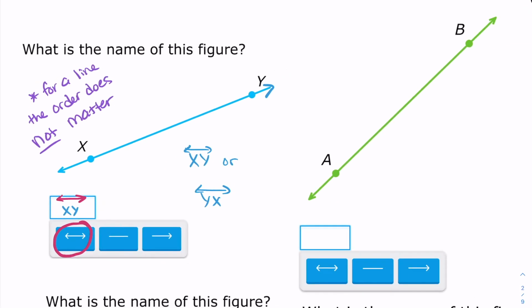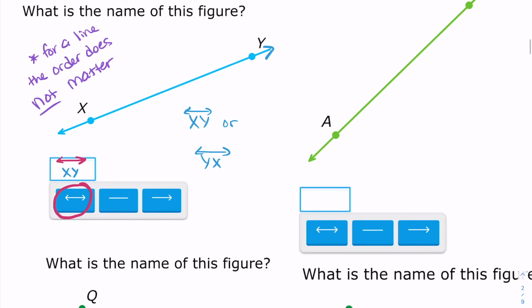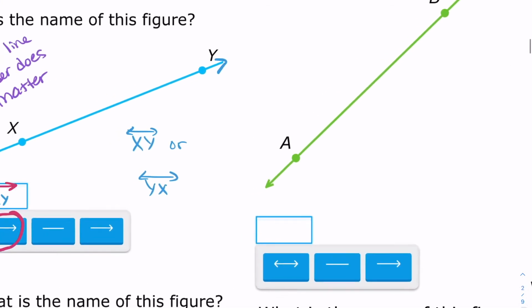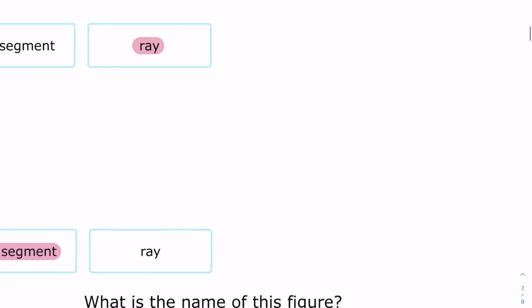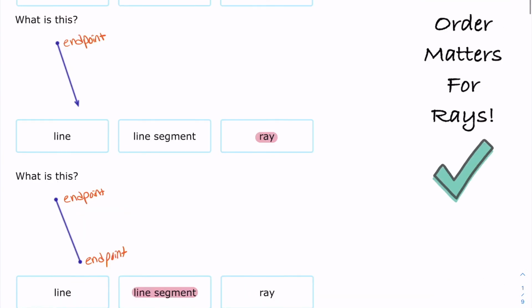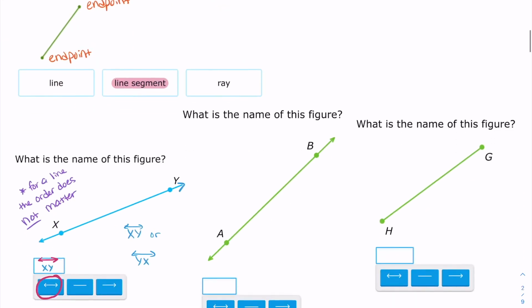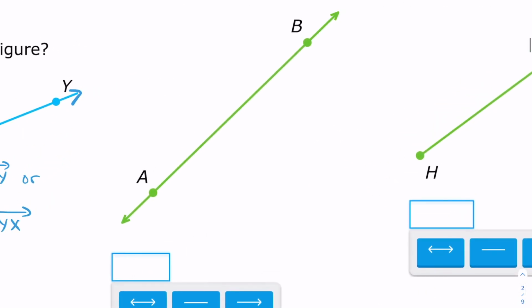Okay? For a line, order does not matter. So let's name this one. Here we have another line. So it's going to be line AB, or what's another name? Line BA. Again, we're using two of the points. So I'll say BA for this one.